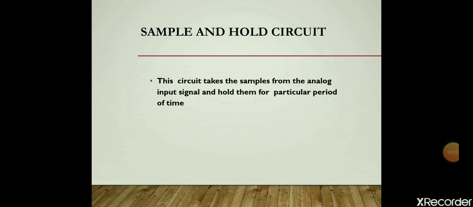A sample and hold circuit takes samples from the analog input signal and holds them for a particular period of time. We know that an analog signal is a continuously varying signal. So using the sample and hold circuit, we can capture the voltage of the analog signal and lock its value at a constant level for a particular period of time.